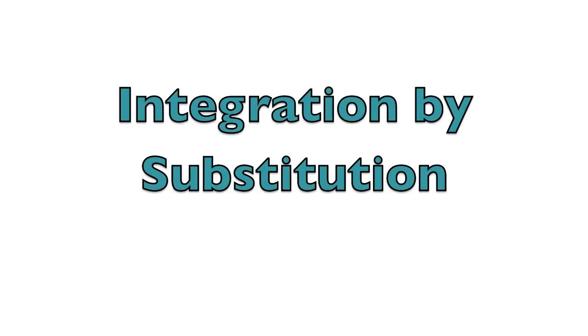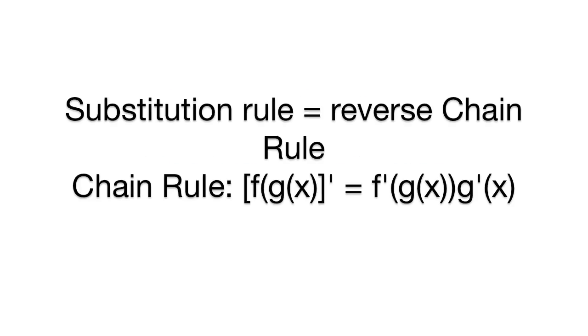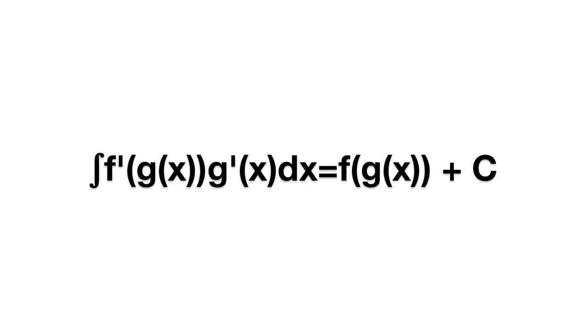In this video, I will be explaining how to integrate using the substitution rule. The substitution rule is like the reverse or backwards chain rule. Recall that using chain rule, the derivative of f of g of x would be f prime of g of x times g prime of x. That would make the antiderivative of f prime of g of x times g prime of x equal to f of g of x plus c.